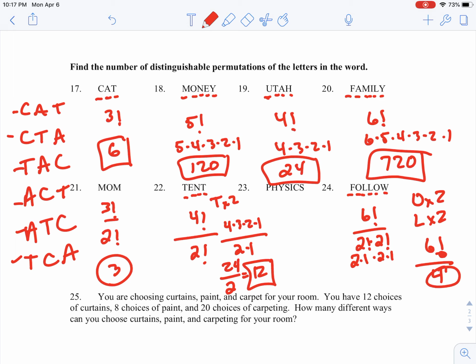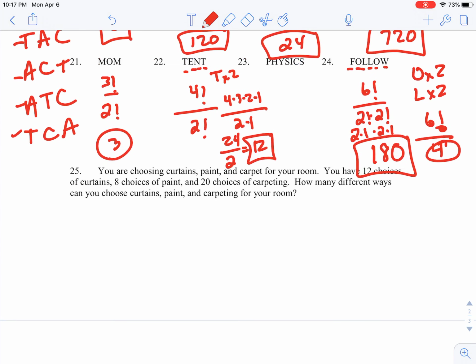You want this number first, because if you try to put it in your calculator all at once, the calculator is going to screw it up because of order of operations. You want to multiply those first and then divide. All right, so 6 factorial, I got my calculator right here, divided by 4, okay, 180.